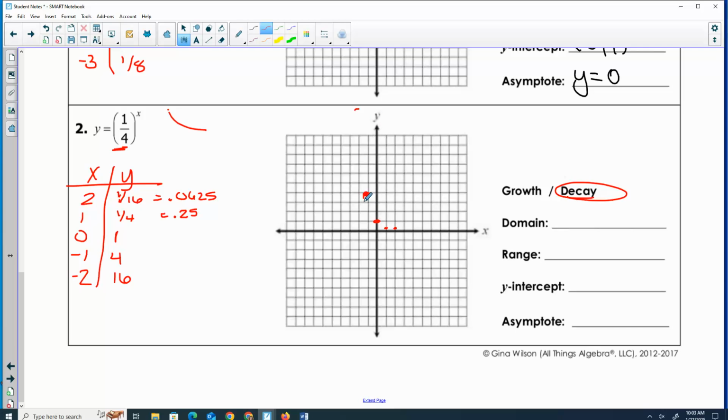So we know we've got these. We are not hitting the x-axis. That's one big thing I want you to realize. We don't actually hit that x-axis. We are just getting close to it.